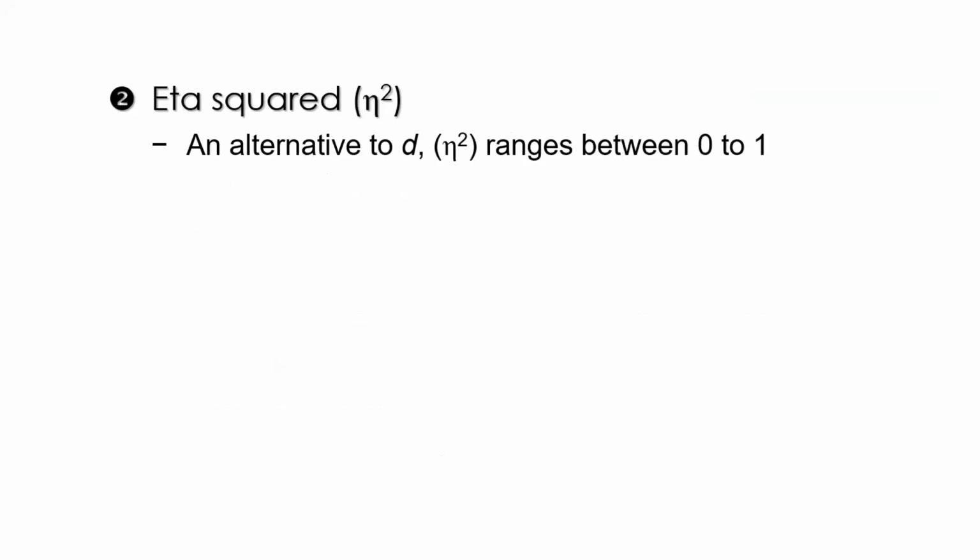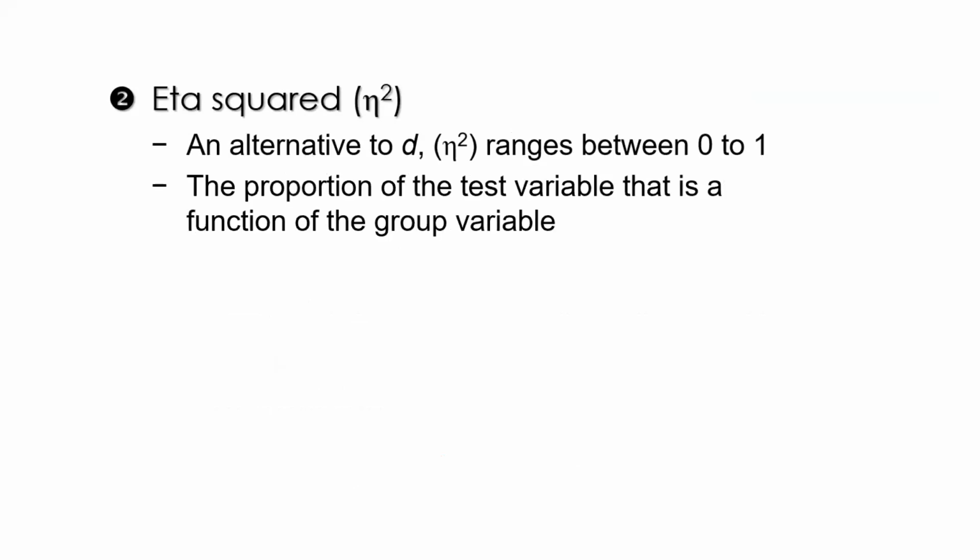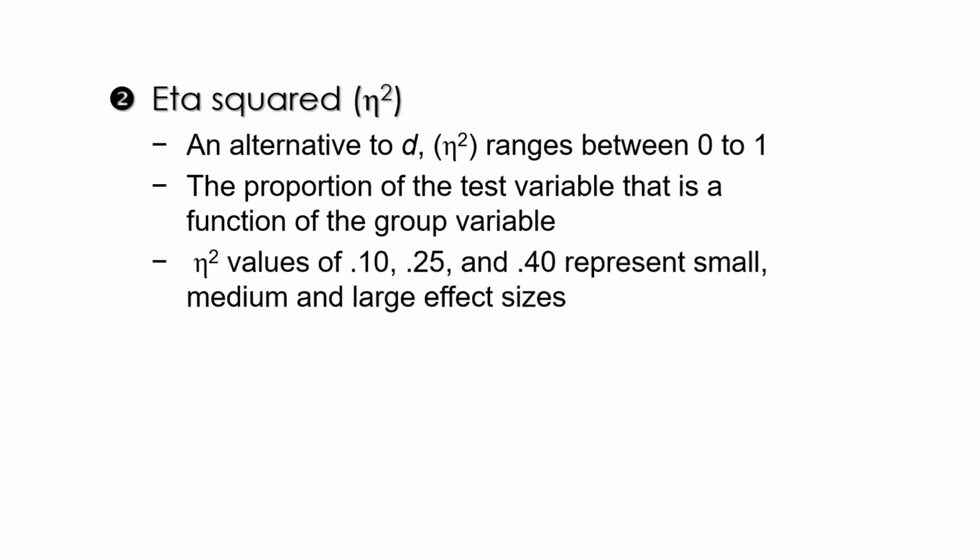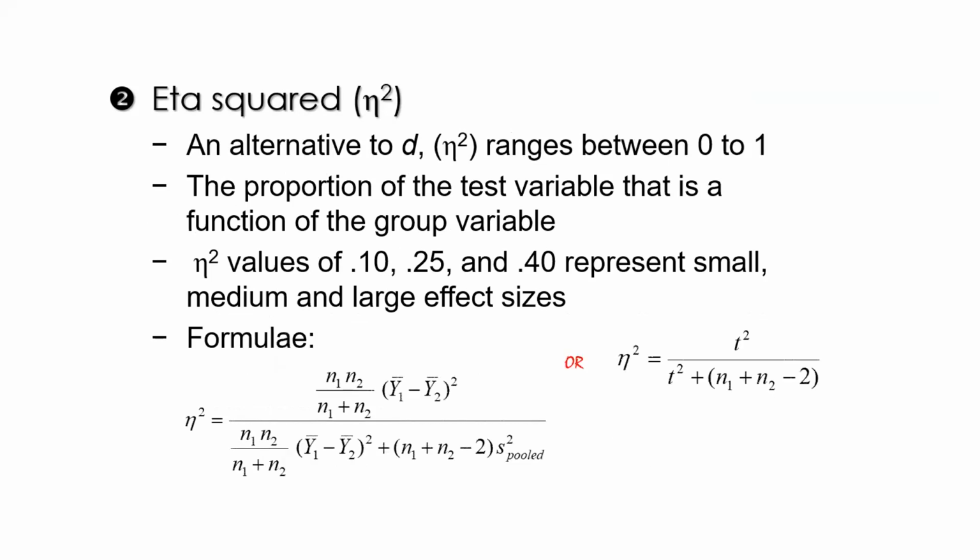Okay, the second option is eta square. The range falls between 0 to 1. Okay, so eta squared the rule of thumb is 0.1, 0.25 and 0.4 for small, medium and large effect size. Formula ni boleh ignore.